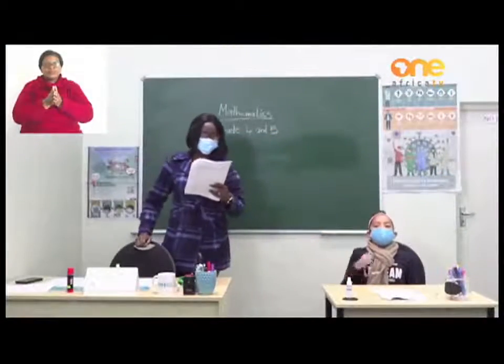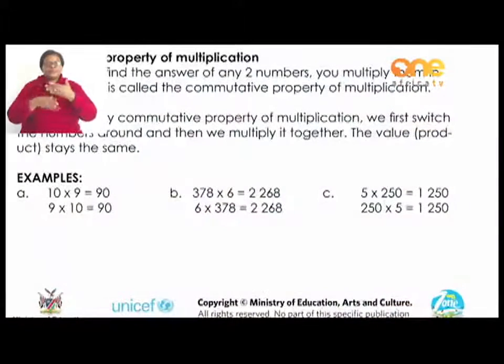Boys and girls, we are still on page 8. Hands-on math with the commutative property of multiplication. If you want to find the answer of any two numbers, you can multiply them in any order. This is what we call the commutative property of multiplication. Meaning, when we apply the commutative property, we first switch the numbers around and then multiply them together. But the value, or the product, stays the same.